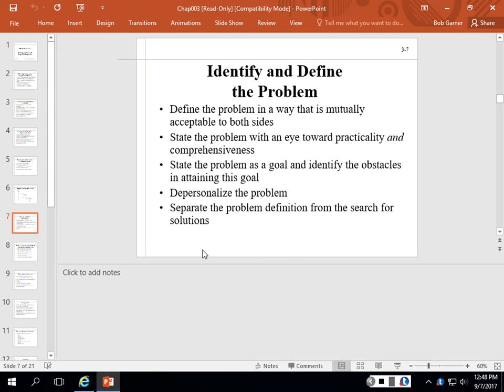So take friendship out of it. Even if you're dealing with friends, go through the process. Check the financial records. Get it in writing. Do everything by the book that you would do if you didn't know that person at all. And I promise that's some good advice. Okay, separate the problem definition from the search for the solution.